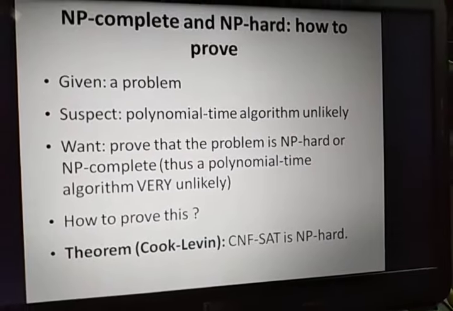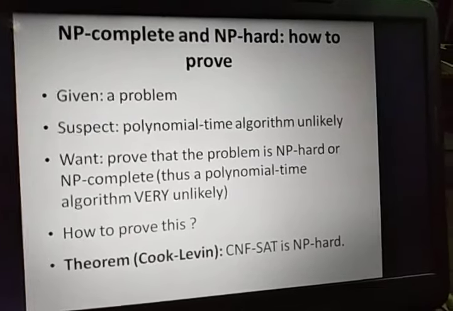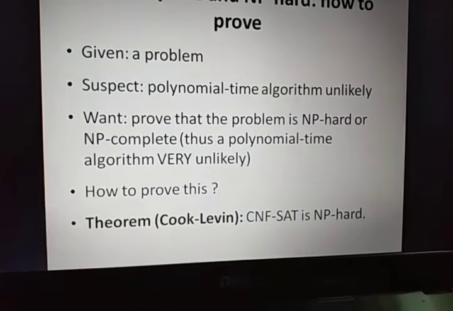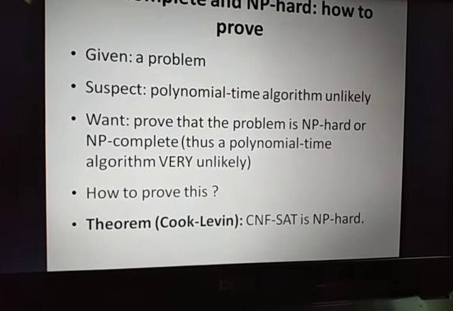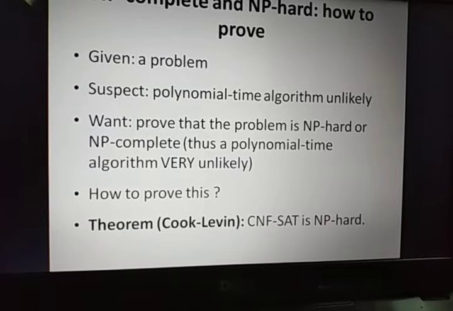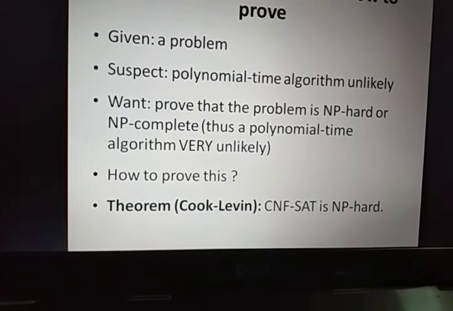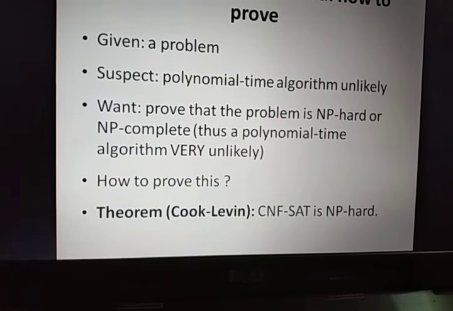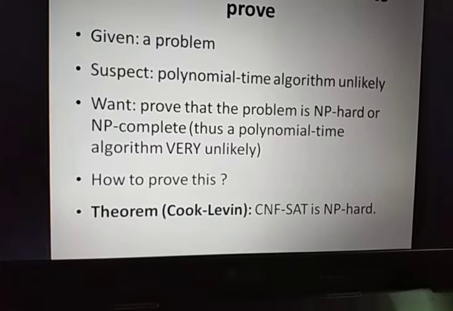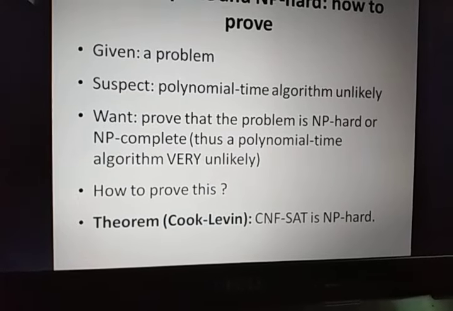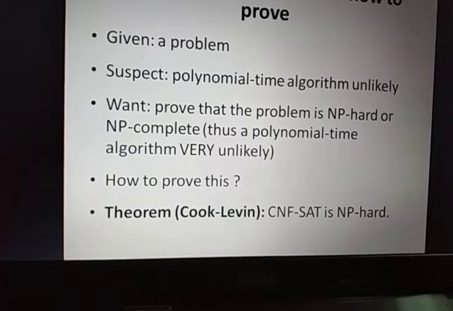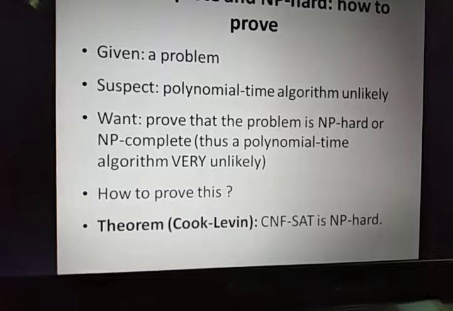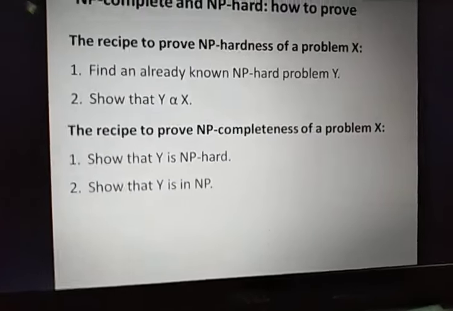In order to prove the NP-completeness or NP-hardness of a problem, these are the steps we need. Given a problem, suppose that a polynomial time algorithm is unlikely for that problem, and we want to prove that the problem is either NP-hard or NP-complete. Thus a polynomial time algorithm is very unlikely, and now we need to know how to prove that. Let us start with the first theorem, the Cook-Levin theorem, which states that CNF satisfiability is an NP-hard problem.